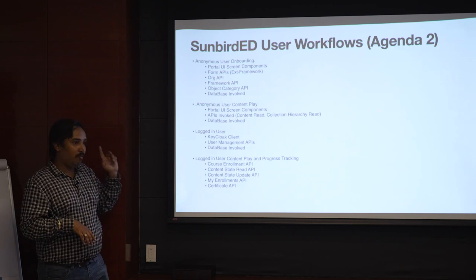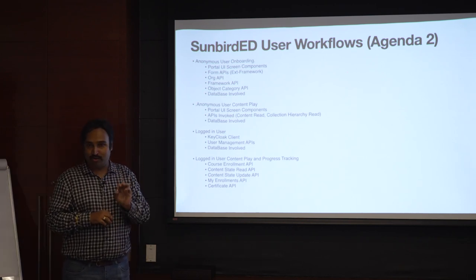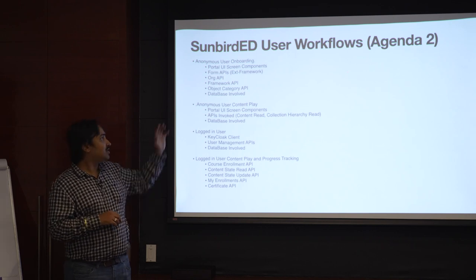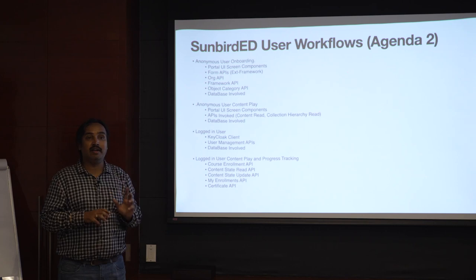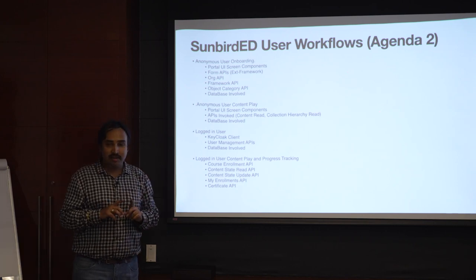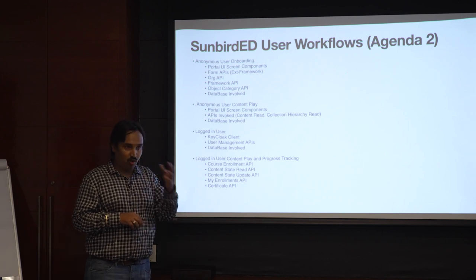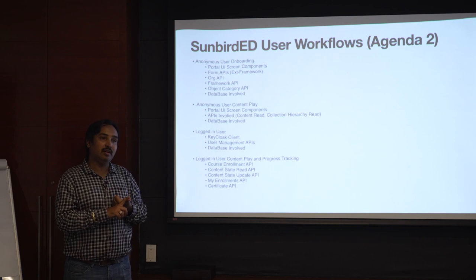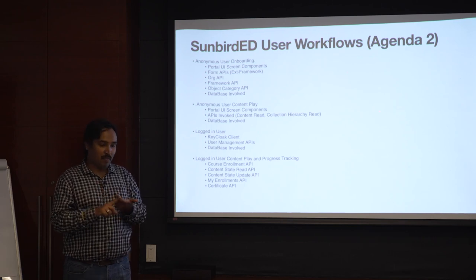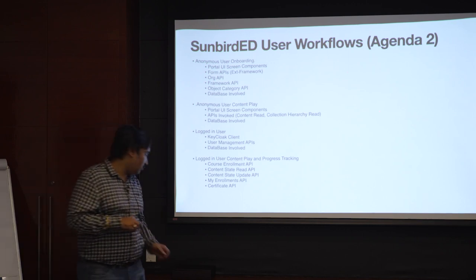Before getting further, there is one specific video that I want to show you guys. How does this affect anonymous and logged-in users? There are content and collection that we spoke about. In the Sunbird ecosystem, there are four object types. There are more, but four of them are very predominant: content, collection, question, question set. Just to write it down.